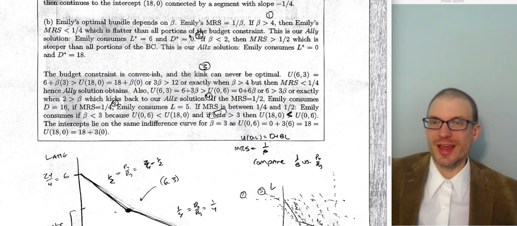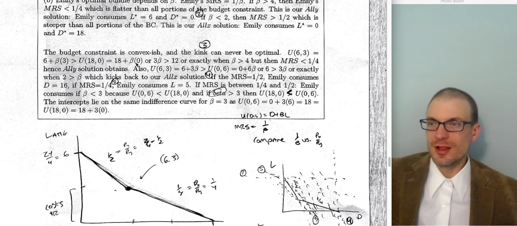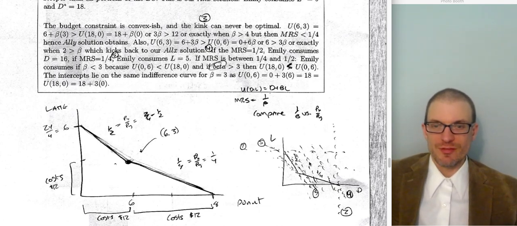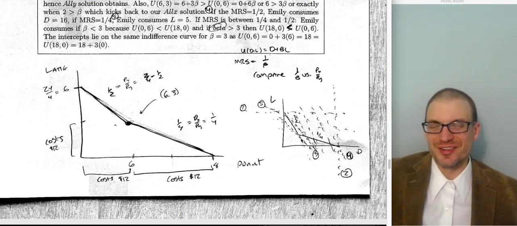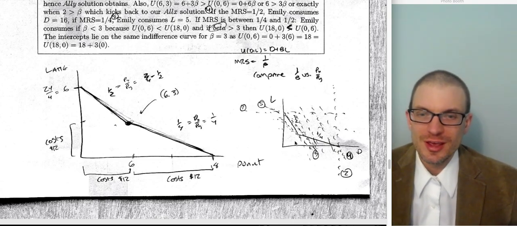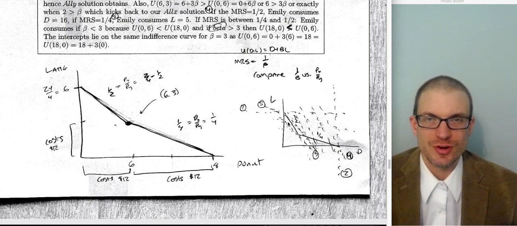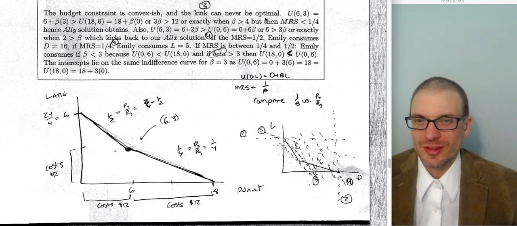Okay, there are some other things that can happen. We have our all-donut solution, we have our all-latte solution. These are things depending on beta. Interestingly, the budget constraint is convex-ish. The kink can never be optimal. I don't know if this is helpful or not, but envision the indifference curve that crosses at the kink. Well, there's always one to the right of it that's going to be higher, that's also going to cross the budget constraint. So any indifference curve that crosses the kink, we're going to find a higher one to the right. So the kink's never optimal, so that's not going to happen.